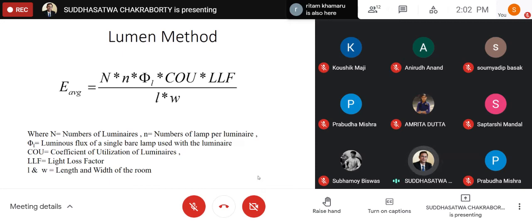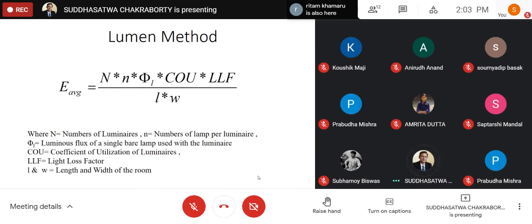So what is there in the lumen method? In the lumen method, you will see the expression is very much there with you. The expression is basically a dimensional analysis. Can you recall in your 10th level physics, we used to do dimensional analysis? Here, if you do the dimensional analysis of the units on both sides, you are going to get the illuminance, lumen per meter square, lux. And on the right side, I am explaining all the parameters one by one.